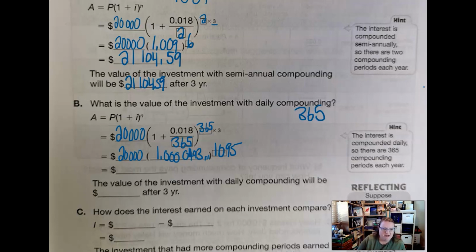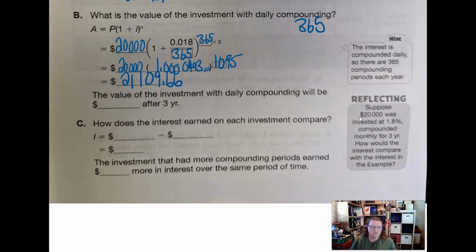So do everything in the brackets first, then do it to the power of 1095, and then you can multiply the $20,000. There's the steps that you can use to keep your value in your calculator the whole way through. In the end, you should have an answer of $21,109.66. So it's not really a big deal, a big difference between the two. How does the interest earned on each investment compare?